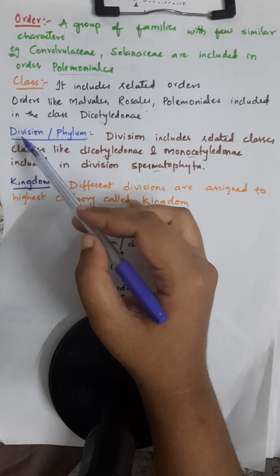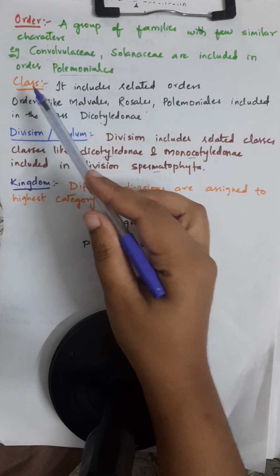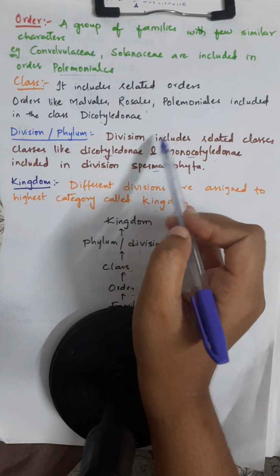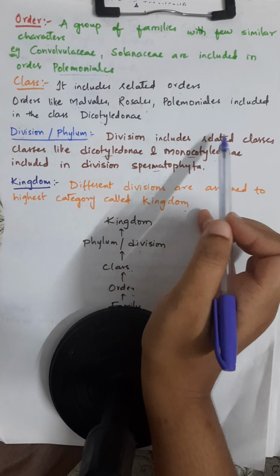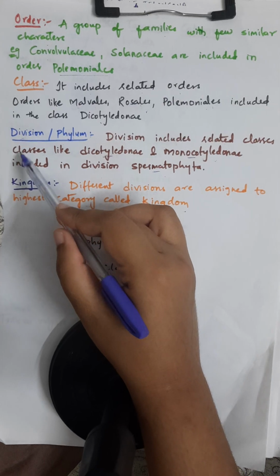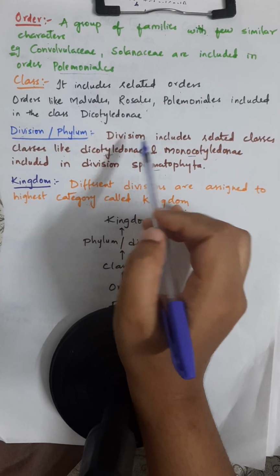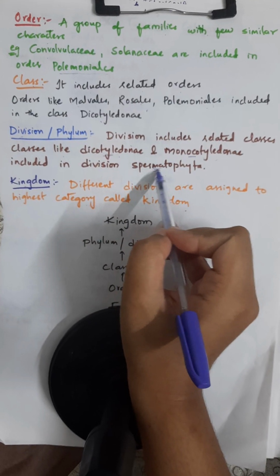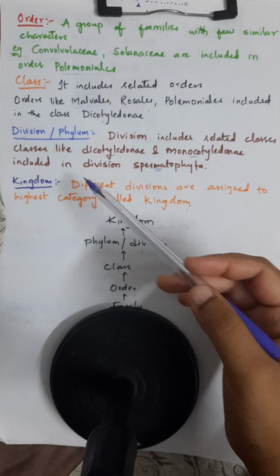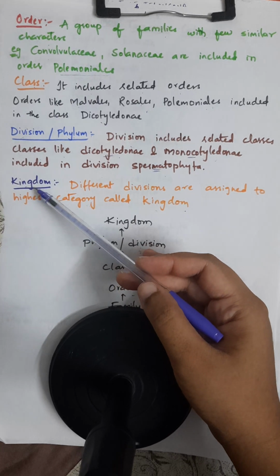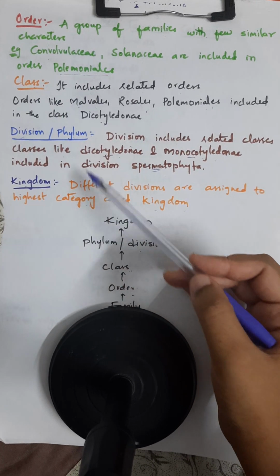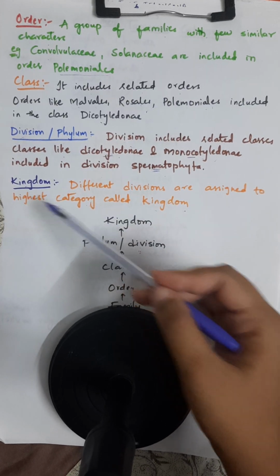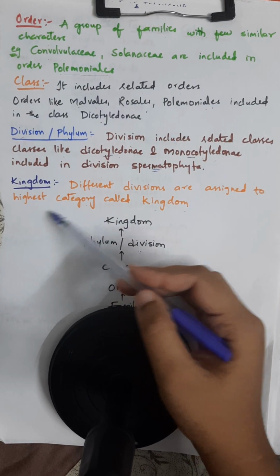Then coming to the division or phylum. Above the class another category is there, that is the phylum or division. It includes all the related classes. Example here is the classes Dicotyledonae and Monocotyledonae. These two are included in the division Spermatophyta. Then coming to the last or highest category, that is the kingdom. Here different divisions or phyla are classified under the kingdom. See here, it is the highest category.